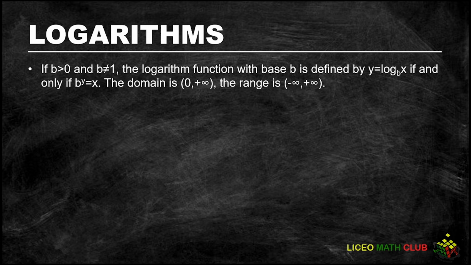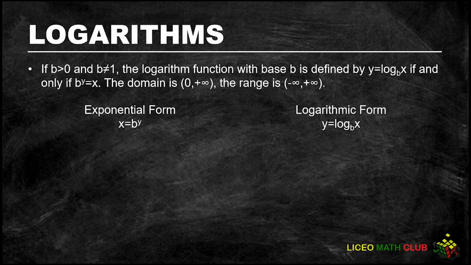In an exponential equation of x is equal to b raised to y, its logarithmic form would be y is equal to log base b of x, with b being the base, x being the argument, and y being the answer or power. If we are asked to write 5 raised to 3 is equal to 125 in logarithmic form, then we simply have to substitute these variables into the logarithmic form equation, such that y is 3, b is 5, and x is 125.